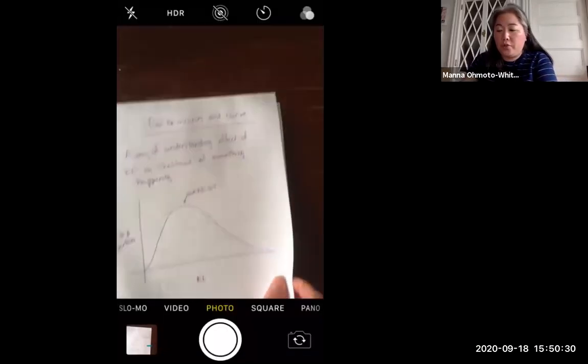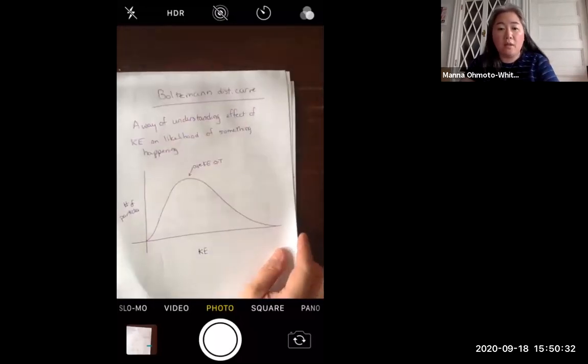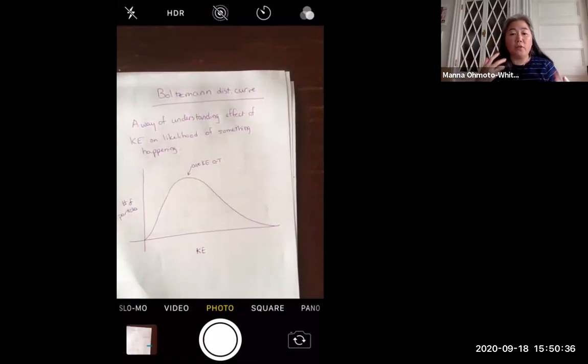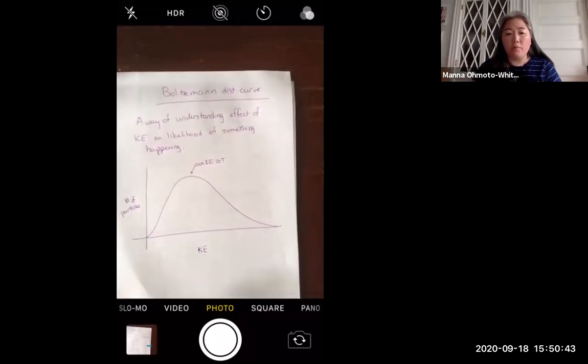Boltzmann distribution curves. We use Boltzmann distribution curves a lot in this class. It's a way of really being able to understand the effect of kinetic energy or velocity and the likelihood that some reaction is going to occur. So the generic form of a Boltzmann distribution curve is that on the y-axis you have the number of particles, and on the x-axis you have the kinetic energy.